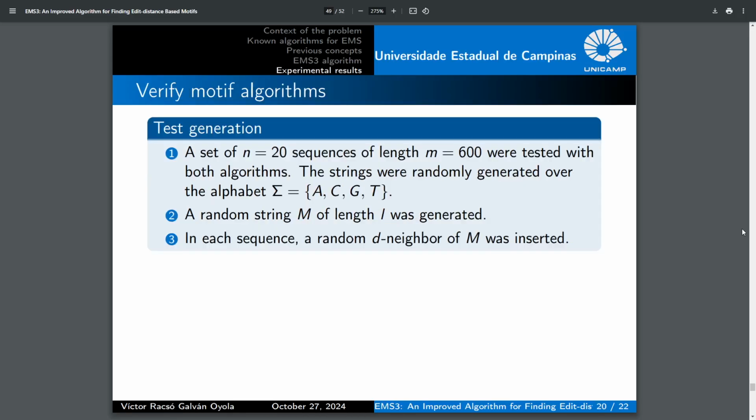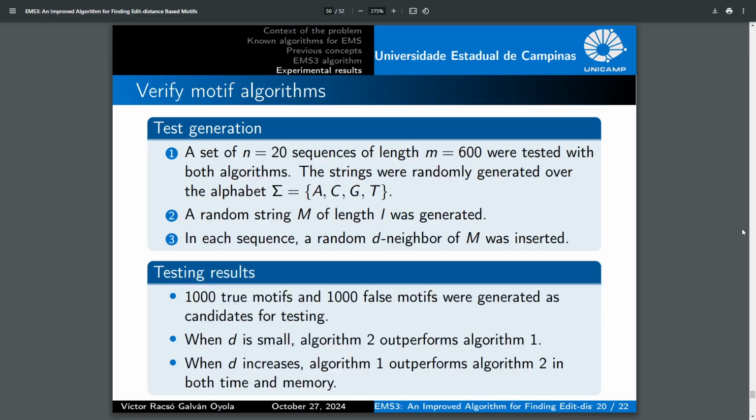Now for the experimental results, the test generation was with 20 sequences with length 600, which is the standard setup for DNA. In this case, obviously, the alphabet is going to be A, C, G, T. And a random string M of length L was generated, which is going to be our motif. In each sequence, a random D neighbor of M was inserted. Test results: 1,000 true motifs and 1,000 false motifs were generated as candidates for testing.